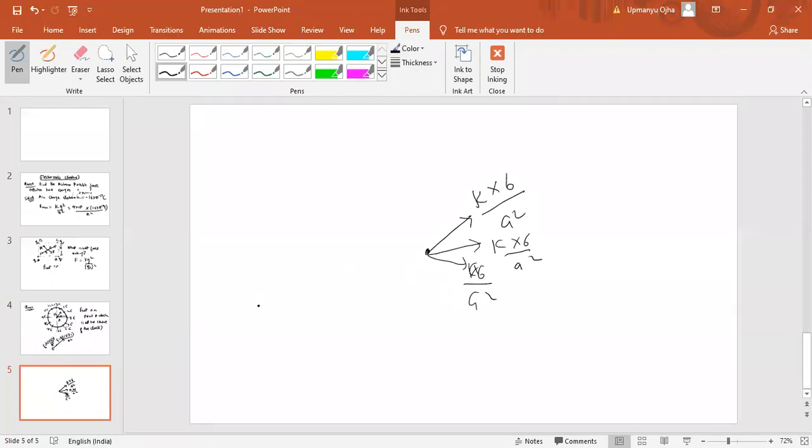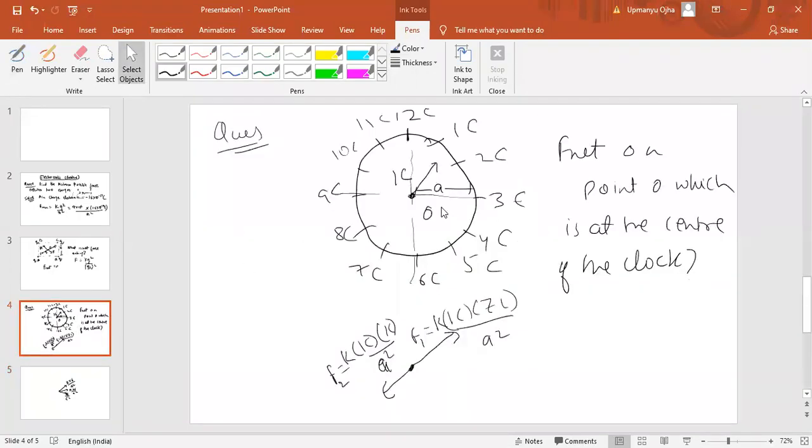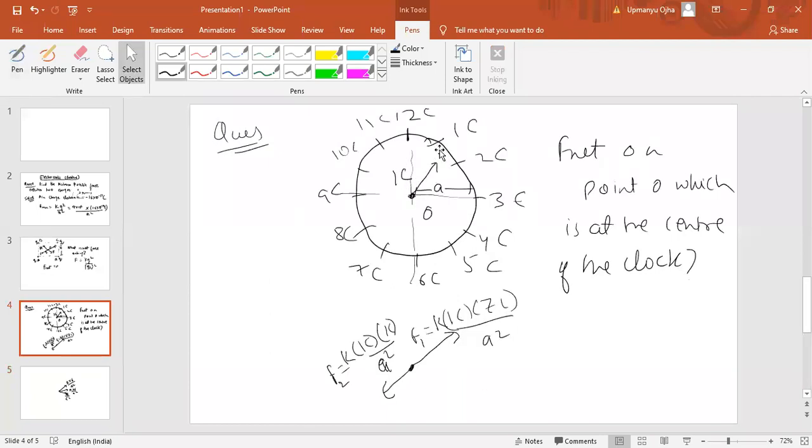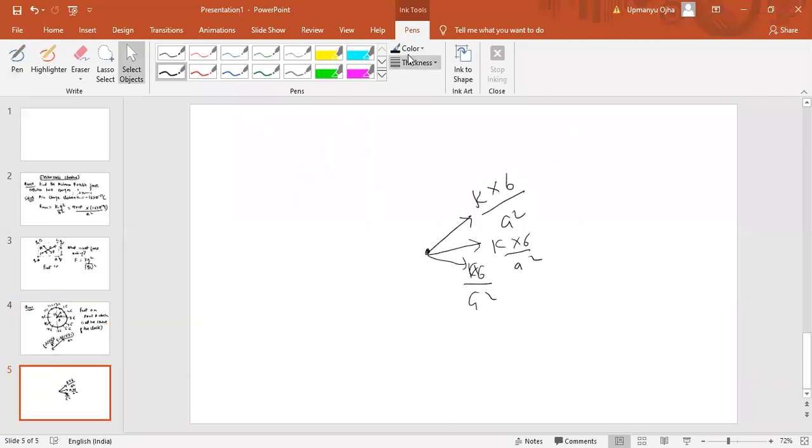So if you look at this clock, the net force acting on the center will be made of forces of magnitude 6K by A square. The magnitude of all the forces is the same, and the direction will be towards 1 coulomb, 2 coulomb, 3 coulomb, 4 coulomb, 5 coulomb, and 6 coulomb. Okay, so if we draw the net force, we can write like this. Wait, wait.